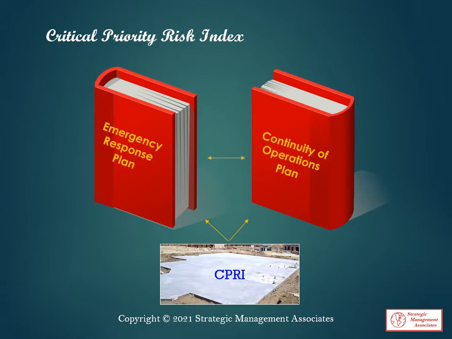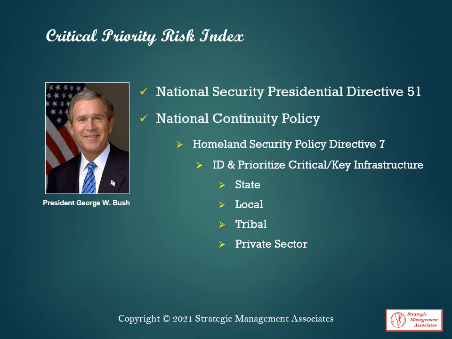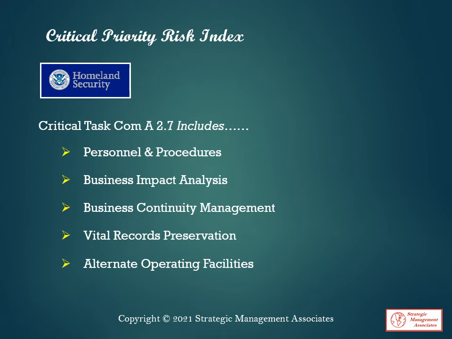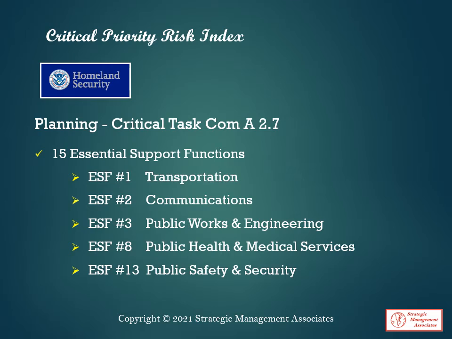So the CPRI is the foundation for both the continuity of operation plan as well as the emergency response plan for the city. This is required under Homeland Security Presidential Directive 7, which basically says if you're a local, state, tribal, or private sector organization providing critical assets to a government agency, you gotta do this. A critical task within the planning section requires the business impact analysis be completed. And within the planning section, it has identified 15 essential support functions. This is just a handful, including transportation, public works, etc.